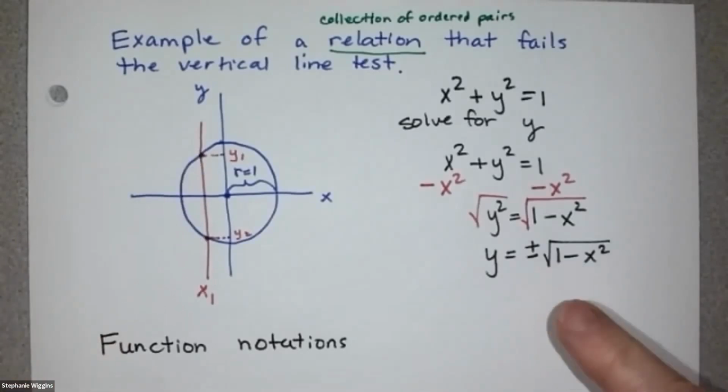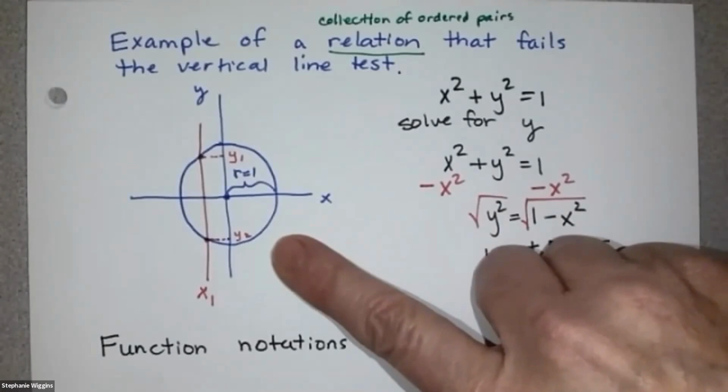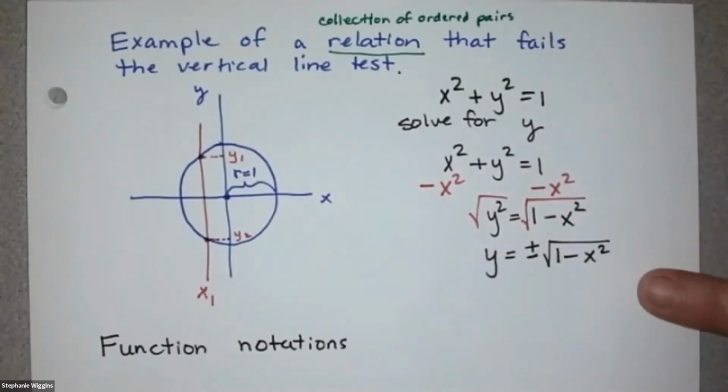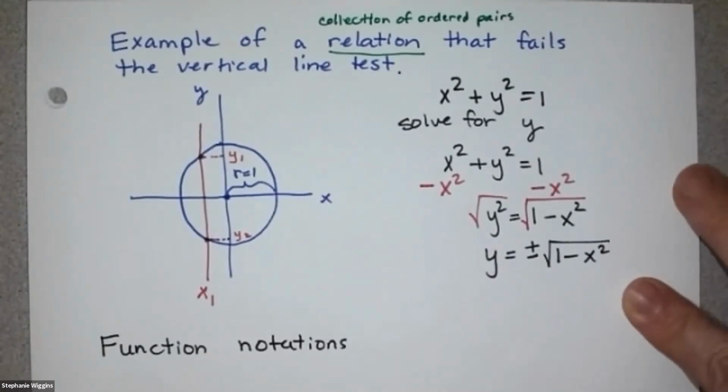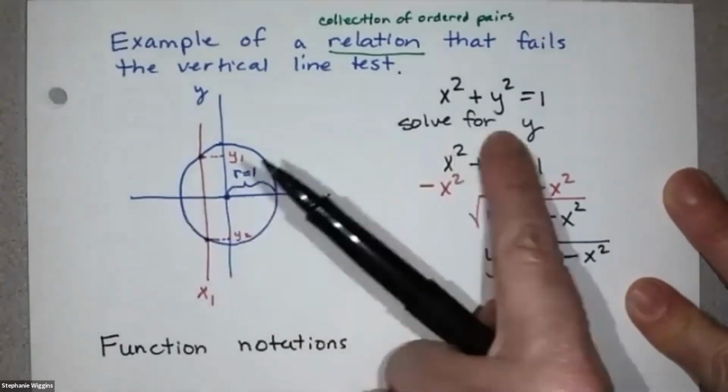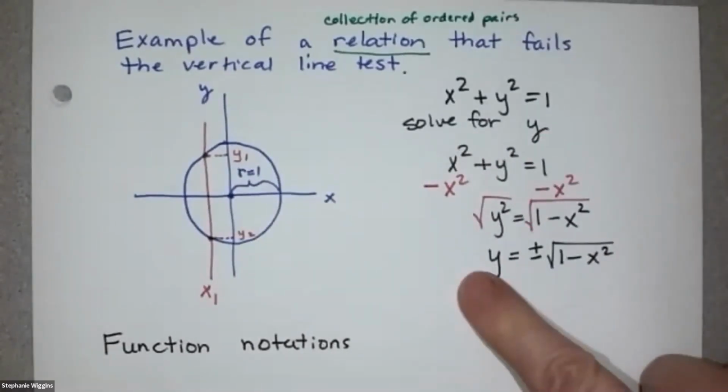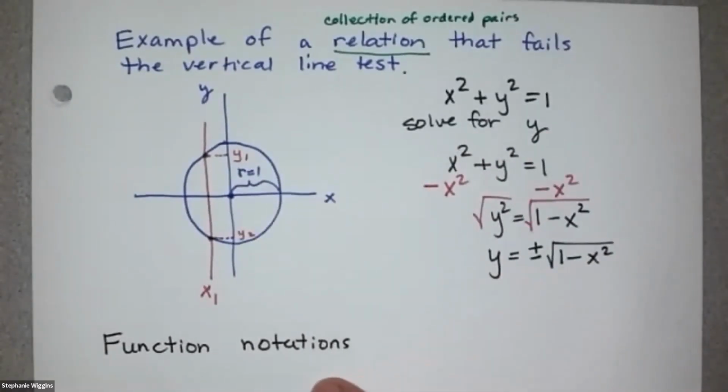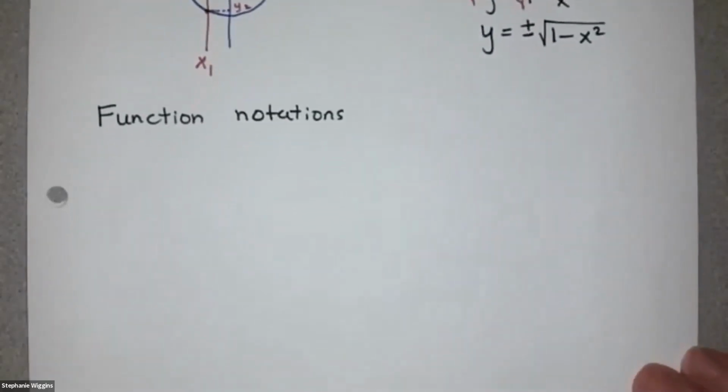And so here's the graph using the vertical line test. Here's the equation. If you didn't have the graph and you just wanted to show that it was not a function, you solve for y. That's the trick, solve for y. Because when you have it in this form, then you can replace y with your function notation. So that's what we're going to talk about right now, function notation.